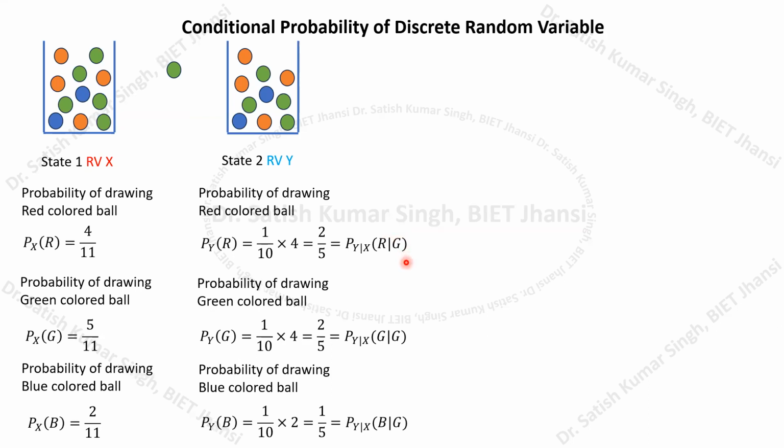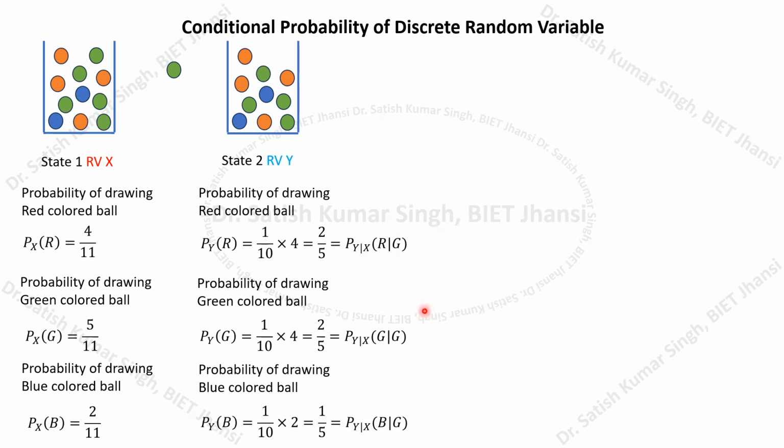So here we just have to add one more subscript: y given x. Because y is the current outcome of the second state, and this r corresponds to this random variable y. This red ball corresponds to the random variable y, and this green ball corresponds to the random variable x. This way we can define our conditional probability of a discrete random variable.